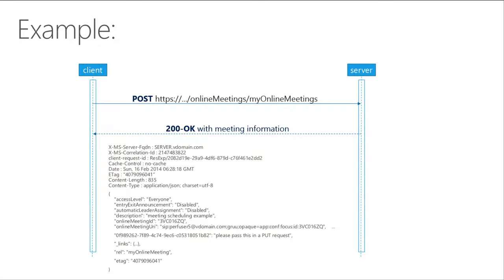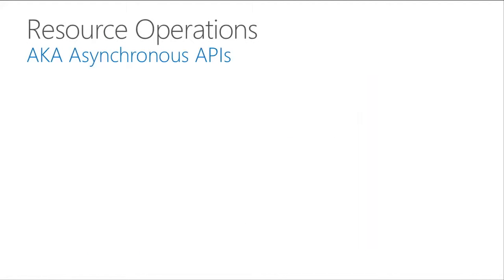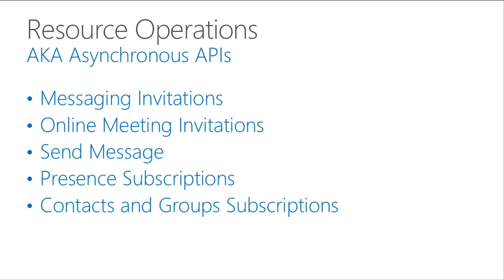Now let's talk about asynchronous APIs. Asynchronous APIs are nothing but, we have another term for it that you probably have to know. People usually refer to it as resource operations. So with resource operations, you can think about any dynamic APIs. Communication is a very dynamic space. It's just not a request response, right? These are all the resource operations we currently have in UCWA: all the invitations, messaging, online meetings, send message, which is like sending a message, and presence subscriptions and contact group subscriptions. All these are asynchronous APIs.